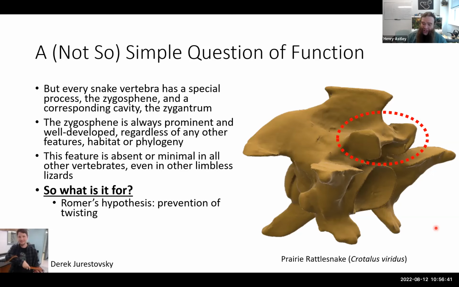So the big question is, if this is the universal feature of snake vertebrae, what's it for? And the traditional hypothesis advanced by Romer is the prevention of twisting. So in most of our vertebrae, twisting is limited by the pre and post zygapophyses, but if you're a long, skinny snake, maybe having this extra joint somehow helps.